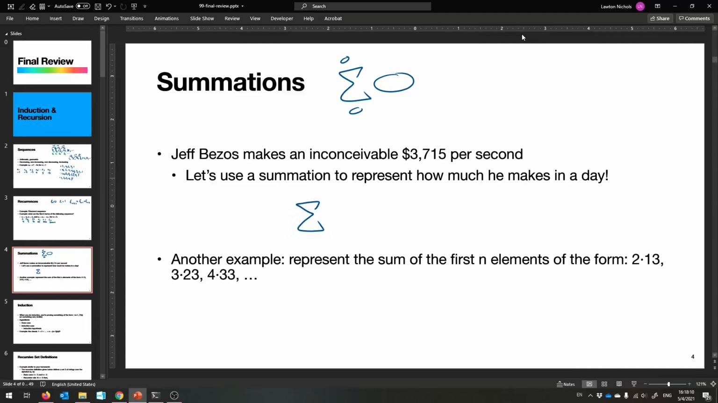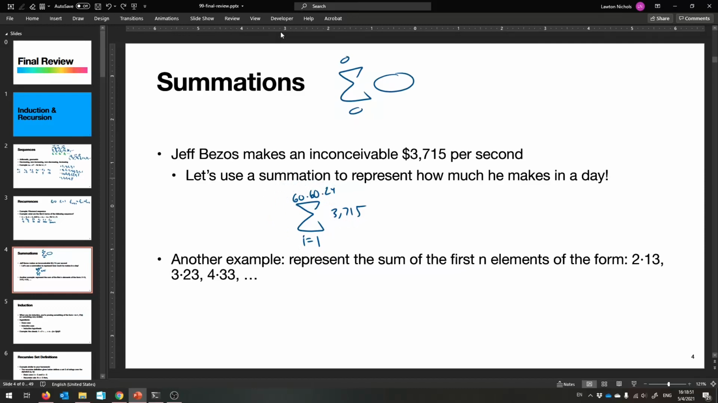Okay? So the idea is you just say, we want to sum 3,715. How many times? Well, how many seconds are there in a day? You start your I at 1, and then we go to, I guess, 60 times 60 times 24. Yeah? So that's how much money that Jeff Bezos makes in a day. You just take this and you add it to itself, because there's no I here. We're not using I, we're just using it to tell us how many times we sum this number that many times. Okay, that's how you read that.